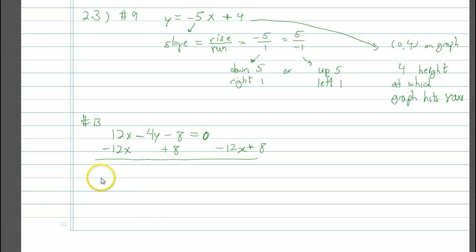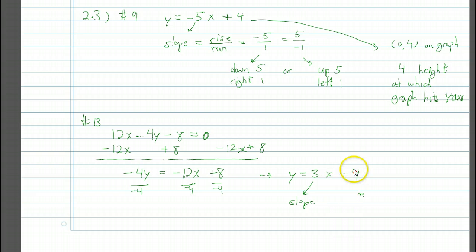Okay, so the resulting equation is then going to be negative 4y equals negative 12x plus 8. To isolate the y, we divide both sides by negative 4 or multiply by negative 1/4. Either way, okay. Remember, you have to distribute that to each term. Divide each term on each side by negative 4. The resulting equation is y equals 3x minus 2.